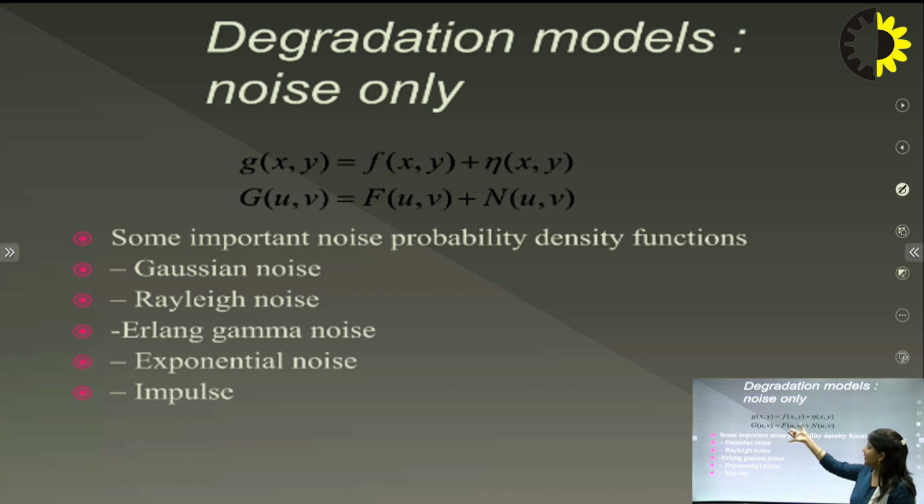We have already studied this degradation function. We can get the value of g(x,y) with the help of f(x,y) plus eta(x,y). This noise will get inserted into this image. So this is the degraded image, and when noise is added, we get the value of g(x,y). This is the spatial domain, and this is the frequency domain. We have to calculate the value of the noise in both domains.